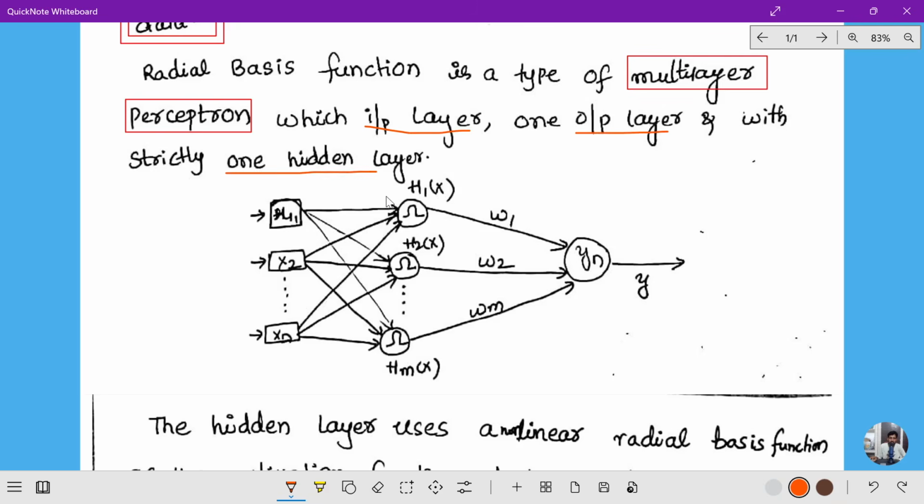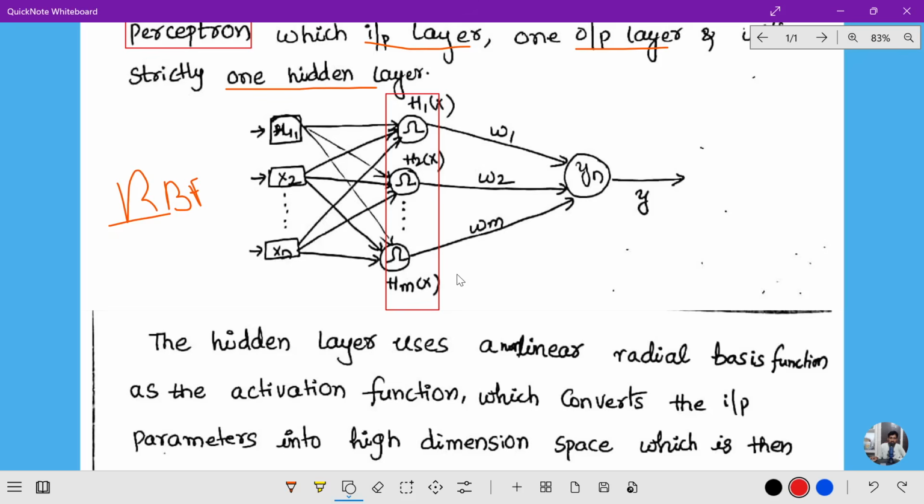Remember all of you, when it contains only one hidden layer, we can say that is called a radial basis function network. In this diagram, x1, x2, xn are inputs and yn is the output. In this we have only one hidden layer, so we can say this is called a radial basis function network.